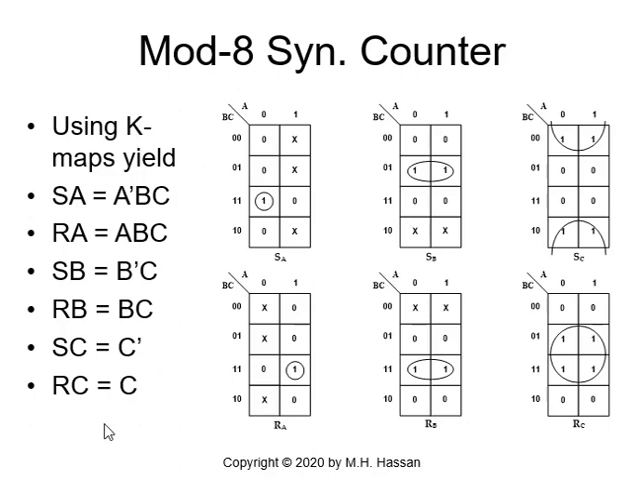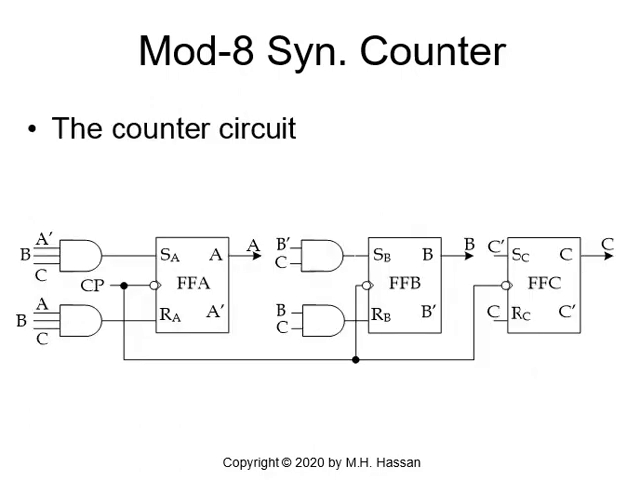So the answers are here. Once we find them, the logical network of the counter is as shown here. We have A prime, B, C for SA. Where's B prime? This is B and this is B prime. We don't need an inverter. So A prime is here. You don't take an A to an inverter, no. Take A prime to the input of this 3-input AND gate.